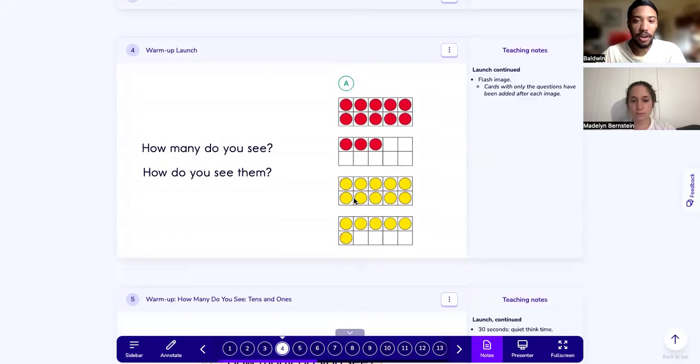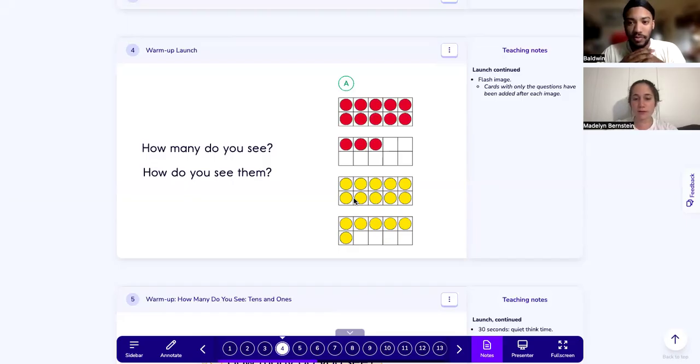Okay. So let's look at letter A. Take 30 seconds. How many red and yellow counters do you see and how do you see them? Take a quick 30 seconds and I'll ask you after. Okay. How many do you see, Maddie? I see 13 red and then I see 16 yellow. Good. And how do you see them?